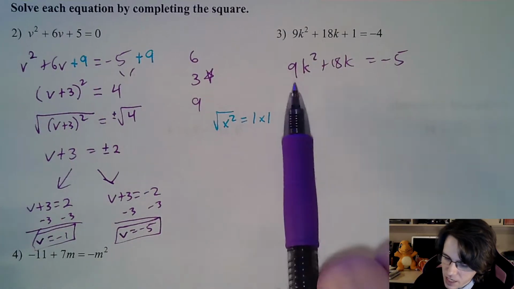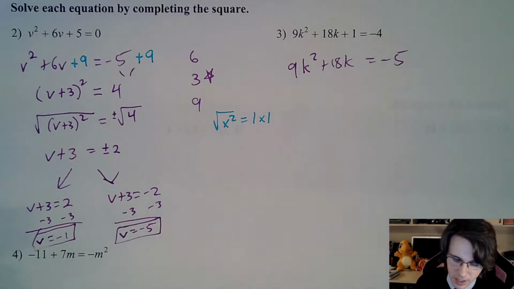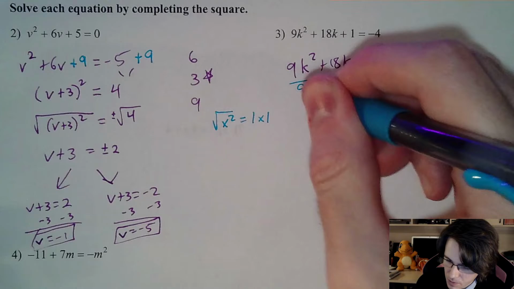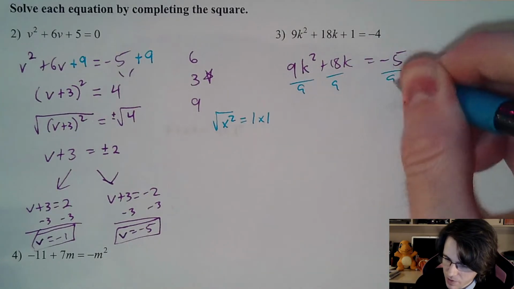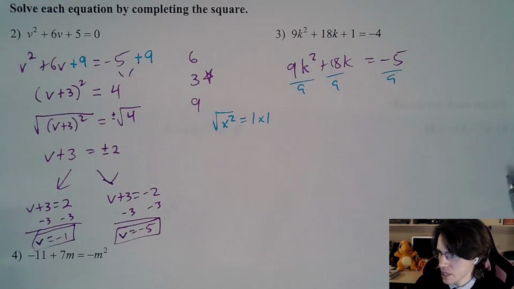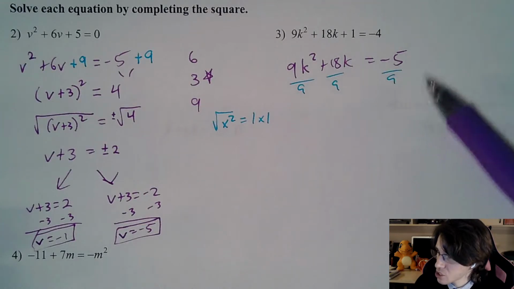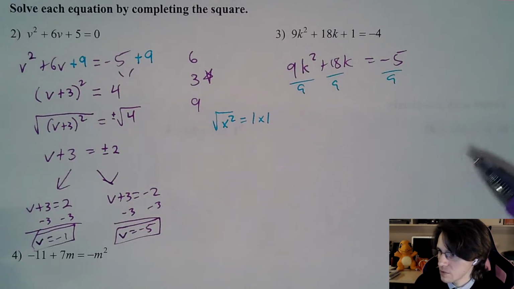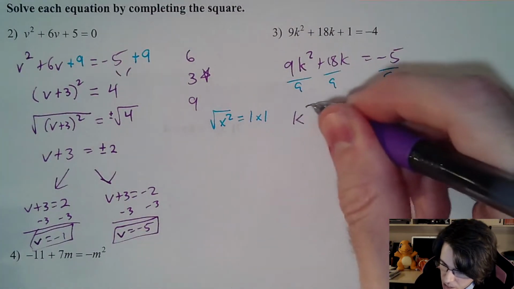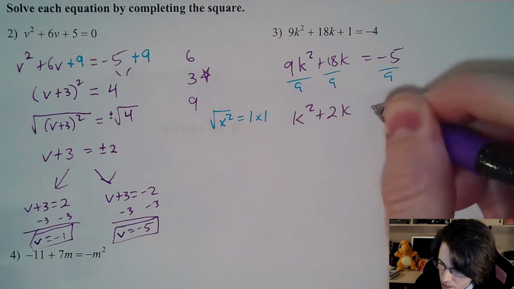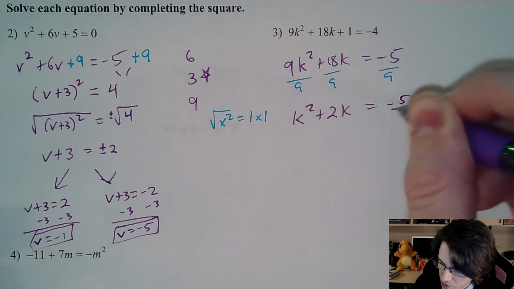After that, we need to divide by 9, divide by 9, divide by 9, because we need the number in front here to be a 1. When you divide all of those guys by 9, you do end up with a fraction over here. That's okay. It's okay to end up with fractions. That does happen. You get k squared plus 2k is equal to negative 5 over 9.